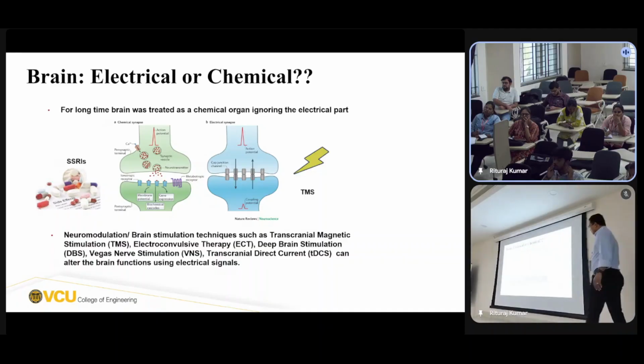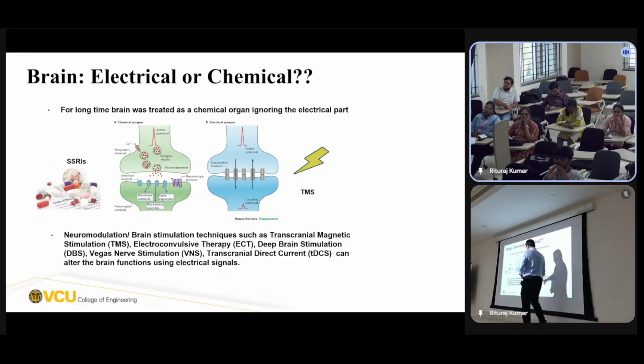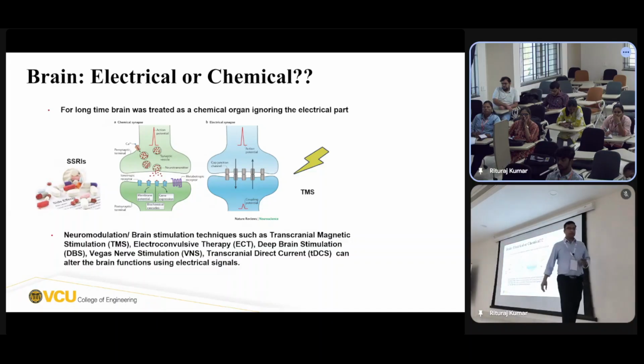There are several techniques. Transcranial magnetic stimulation is one technique, where I work, and it uses magnetic fields applied to the brain to make the neurons fire. Electroconvulsive therapy we talked about, and then there is deep brain stimulation, vagus nerve stimulation, and transcranial direct current stimulation. These are all different brain stimulation techniques.